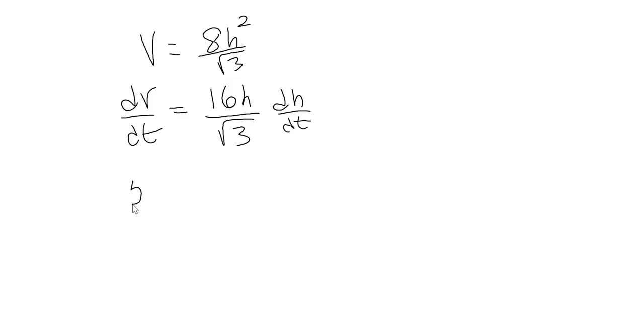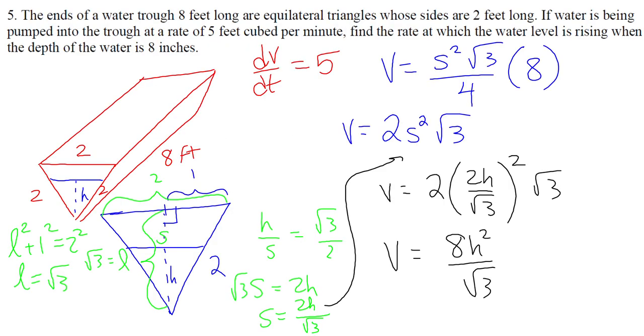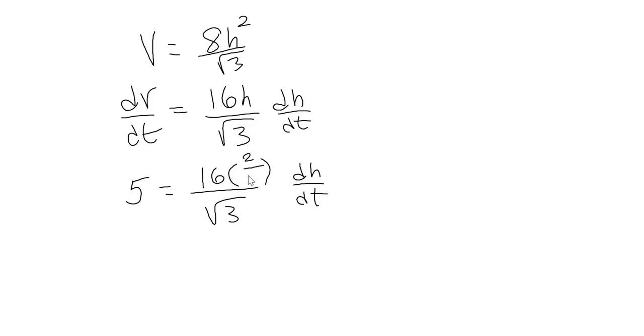So we knew that dV dt was 5, but we didn't have a value for h yet. So let's quickly go back over here. We need to figure out what the height is when the depth of the water is 8 inches. So that's actually given to us. 8 inches in feet would be 8/12 of a foot, which would just be 2/3 if you divide those both by 4. So we're going to plug in 2/3 for our h value.